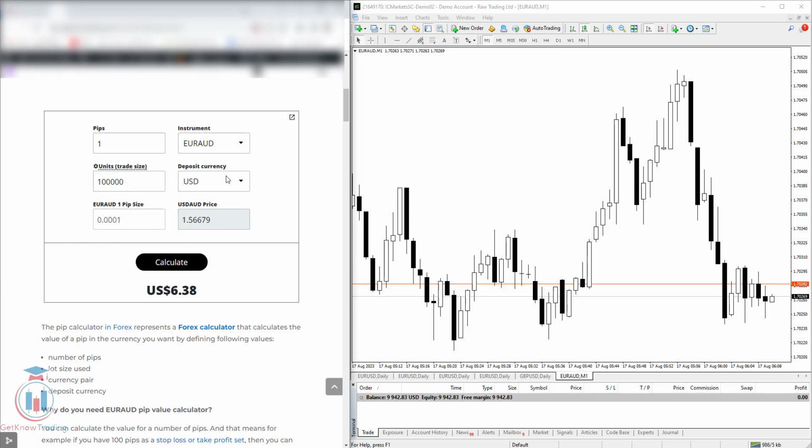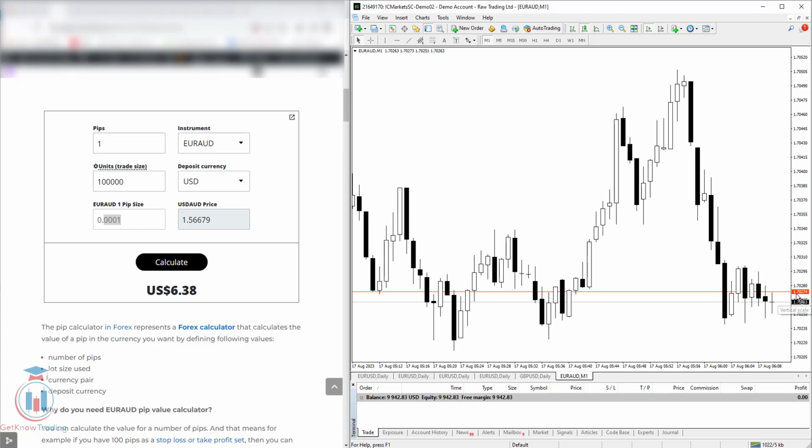Then you have here a deposit currency, and that means the currency you have currently on your trading account. In my case, you can see here inside the trading platform, I have put US dollar as my deposit currency. So I would like to use this Pip value calculator to calculate the value of 1 pip for the US dollar. Then you have here a pip size, where it is already defined as 0.0001, with 4 decimal points.